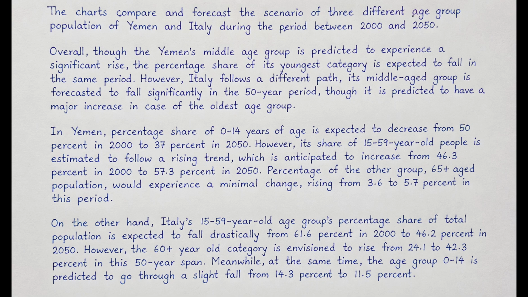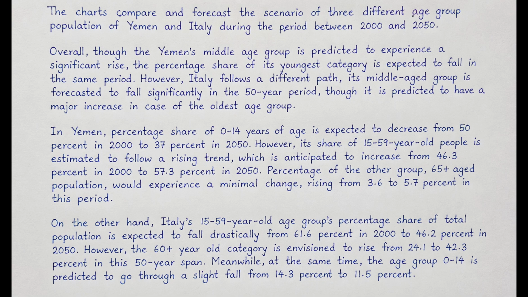In IELTS Task 1, your first step is always to write an introduction by paraphrasing the question. You can say, the charts compare and predict the population distribution of 3 age groups in Yemen and Italy over a 50-year period from 2000 to 2050. This introduction is clear, formal, and perfect for IELTS writing.